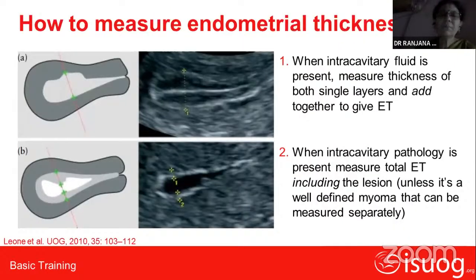Now, how to measure the endometrial thickness if there is fluid within it? When the fluid is there, we have to measure the endometrial thickness separately, anterior layer and posterior layer, and then add it up. If there is a lesion within the endometrial cavity, then if the lesion is endometrial in nature, then we have to add it. But if the lesion is myometrial in nature, we have to again find out the endometrial thickness separately, anterior layer and posterior layer, and sum it up and give the endometrial thickness.